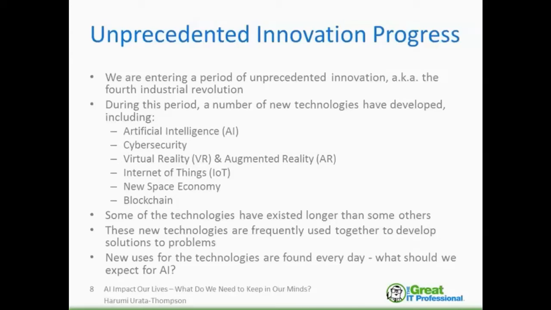As Wendy kindly introduced me, I do talk at a lot of different events. Rarely can I talk about just one of these technologies without talking about something else. For example, talking about blockchain without cybersecurity almost never happens. And artificial intelligence and blockchain are very often presented back-to-back, side by side, because they utilize each other. And what is the Internet of Things without some kind of artificial intelligence technology in the background, right? So all these things are utilized in combination, and new uses for technologies are found every day. What should we expect for AI?